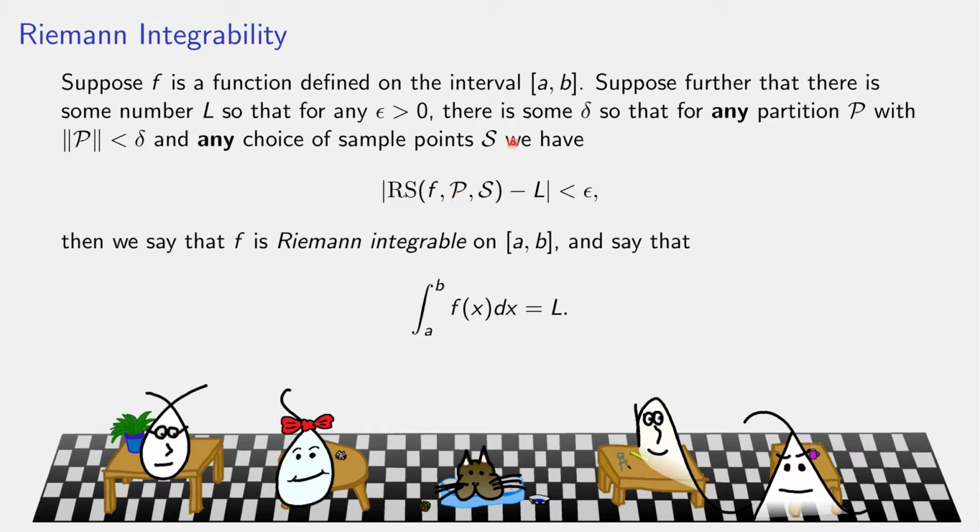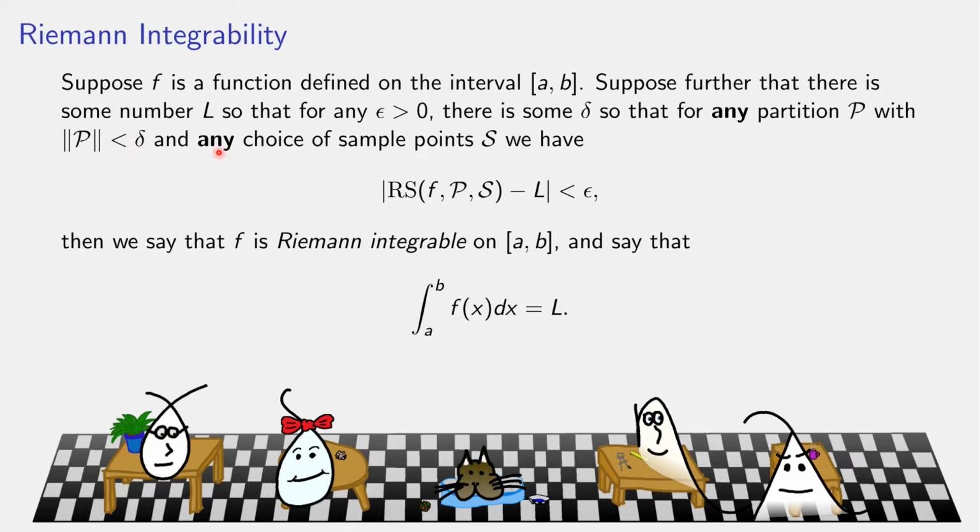Which partitions? There has to be some delta so that no matter what partition you take, provided the partition is fairly fine. Remember, if the norm is less than delta, every piece of the partition is shorter than delta. It is a relatively fine partition, especially if delta is very small.